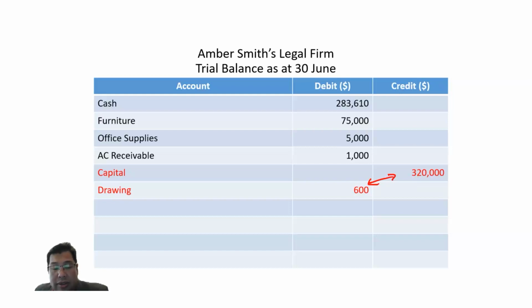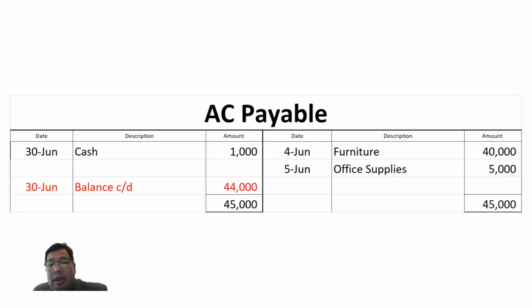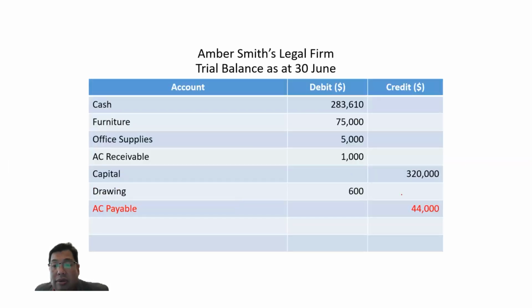Then account payable, we move to our liability. We have liability 40,000 plus 5,000 and we paid 1,000. So our balance of liability or account payable is only 44,000. This is liability, so it should go on the credit side. 40 plus 5 minus 1 gives you 44,000. That is your liability.